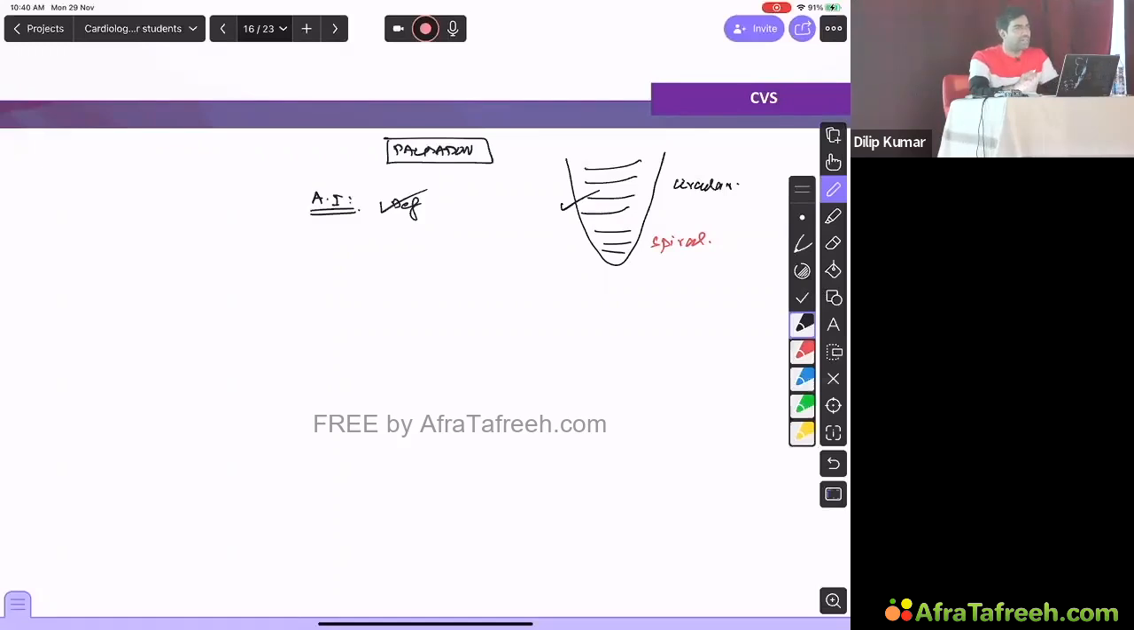So what will happen in that situation? Your hitting will be consistent for a longer period of time because there are not many spiral fibers to retract the apex away from the chest wall. So that is the reason why you get a heaving type of apical impulse. Are you understanding or not?